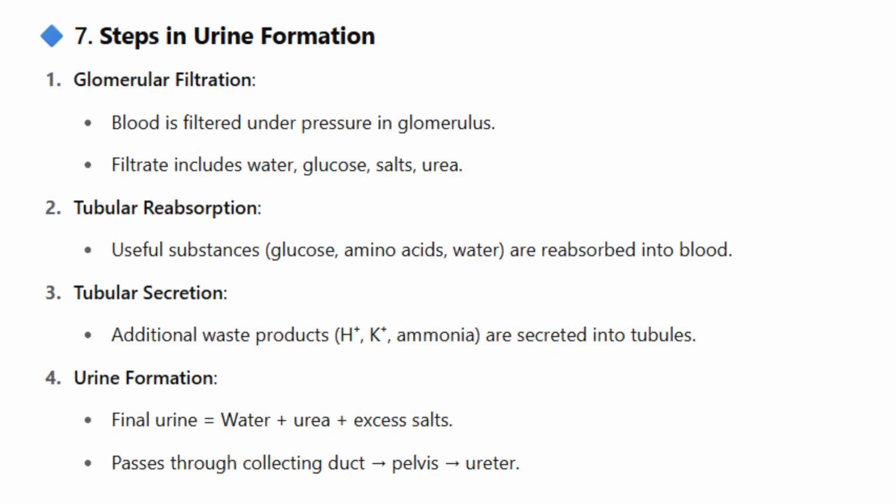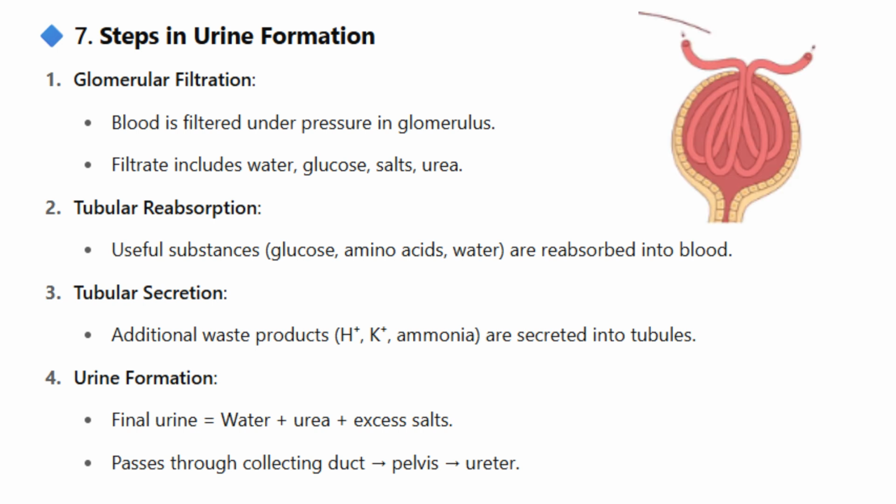Let's go through the steps involved in urine formation in a simplified step-by-step manner. Step 1. Glomerular filtration. It begins in the glomerulus, where blood is filtered under high pressure. This forms a filtrate containing water, glucose, salts, and nitrogenous waste like urea. Large components like blood cells and proteins stay behind in the blood.